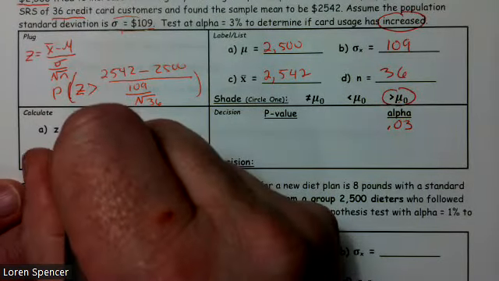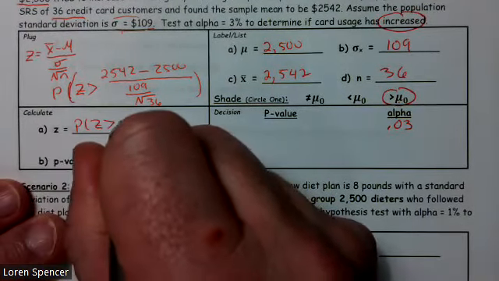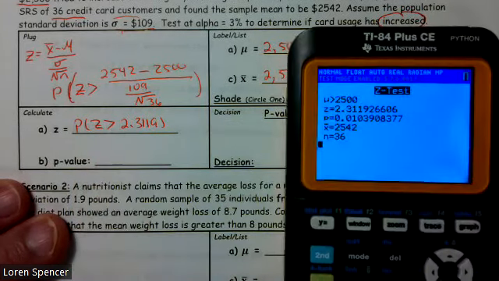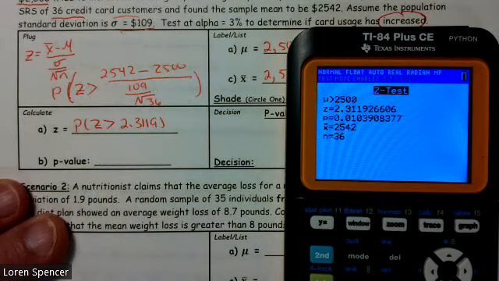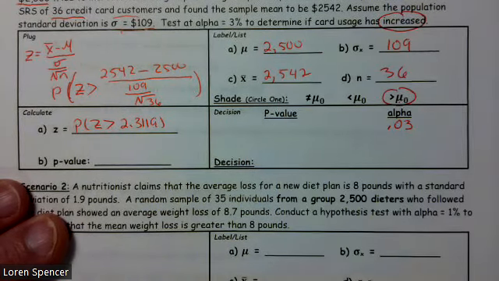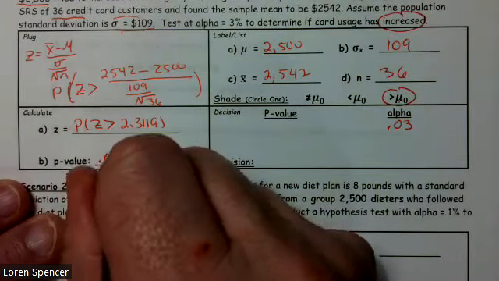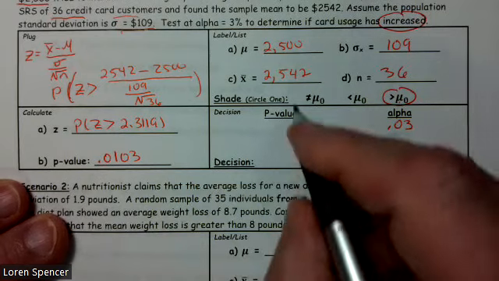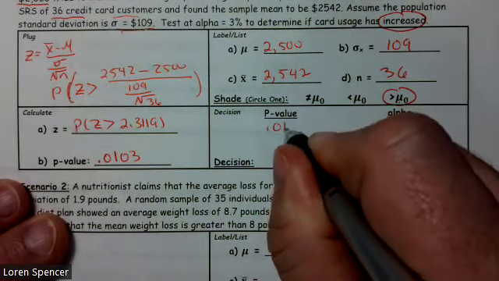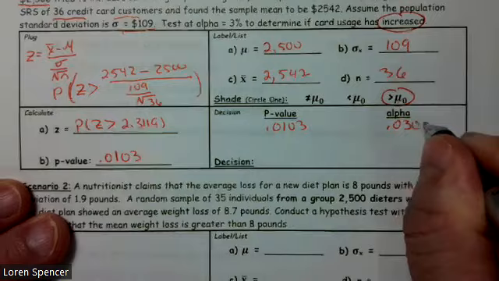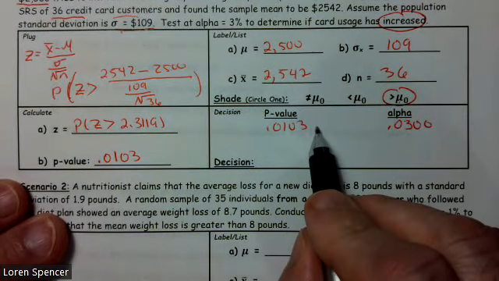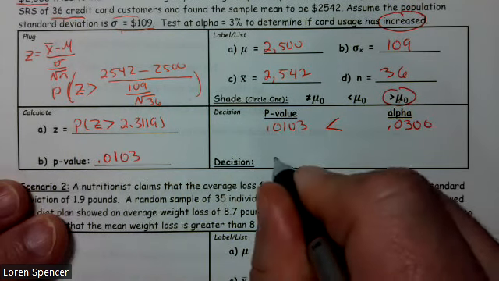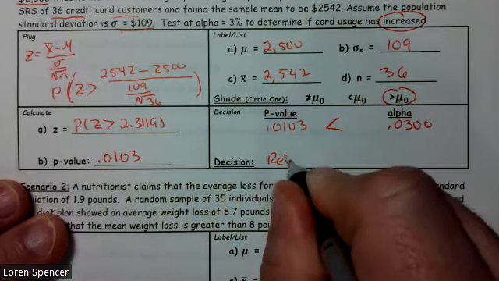So the probability that Z is greater than 2.3119 gives us a p-value of 0.0103. So p-value 0.0103, that's 4 places. So I'm going to make this 4 places. And 103 is clearly less than 300. So our decision is reject the null.